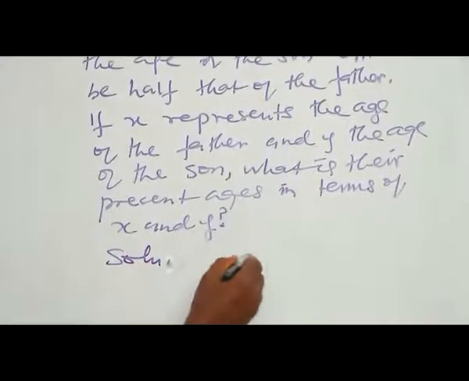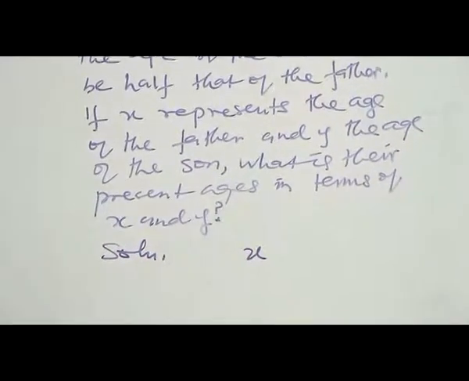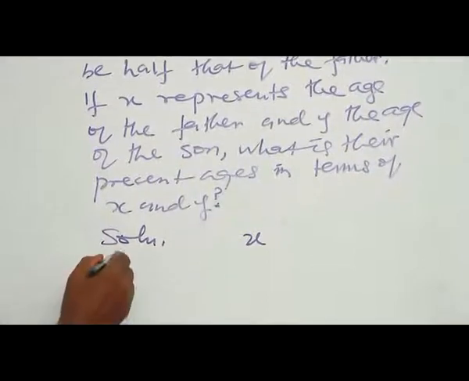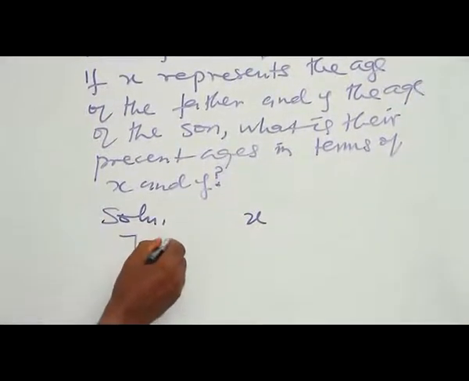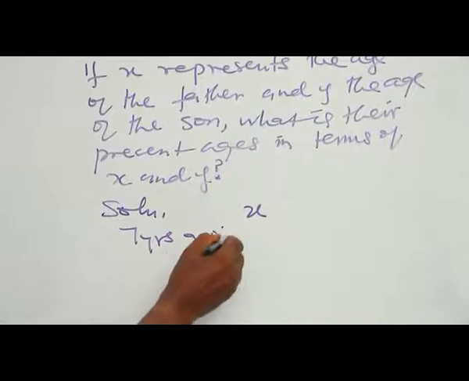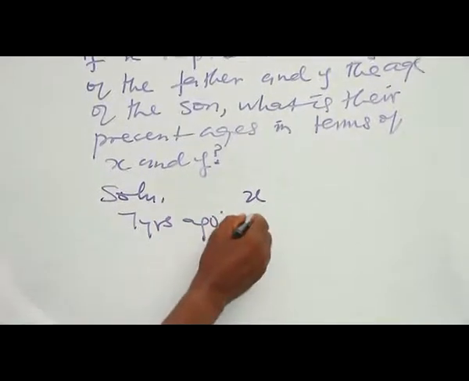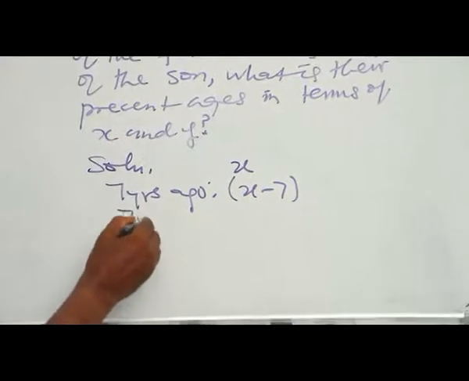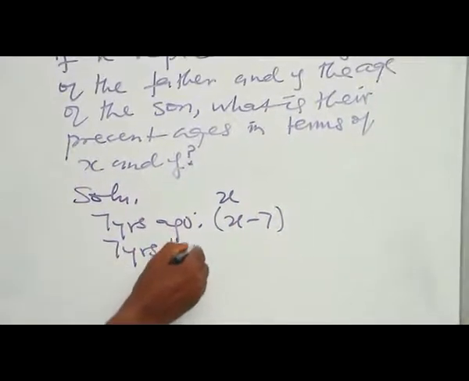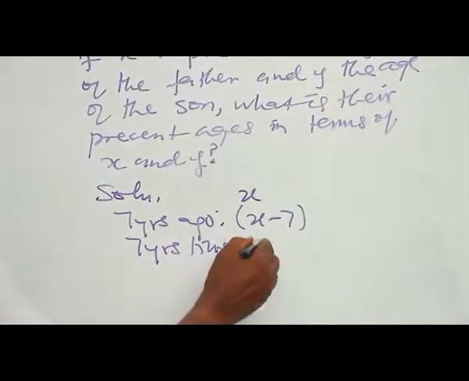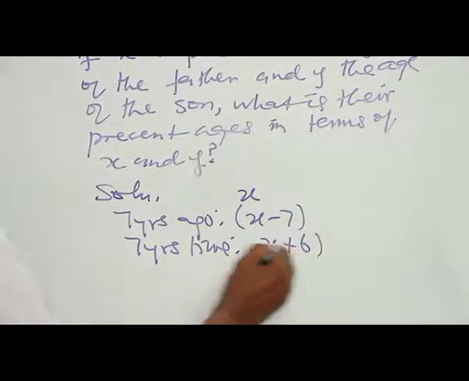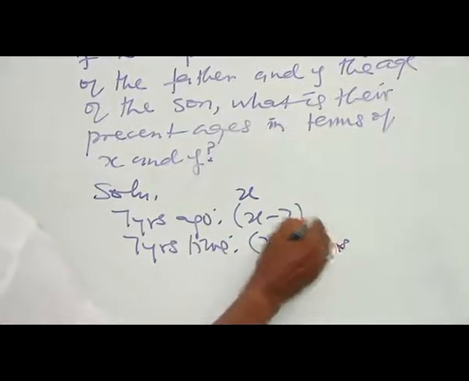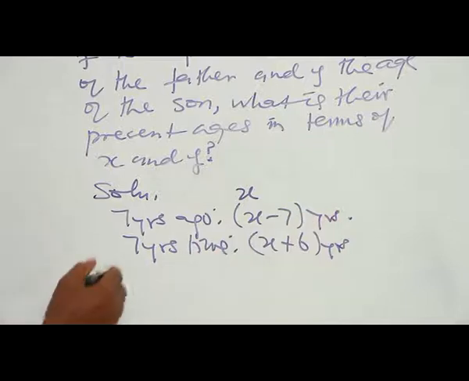Solution. You have been told that the father's age presently is s. Then 7 years ago, the father was s minus 7 years old. And then in 6 years' time, the father will be s plus 6 years old. Okay. Now let's look at the son.